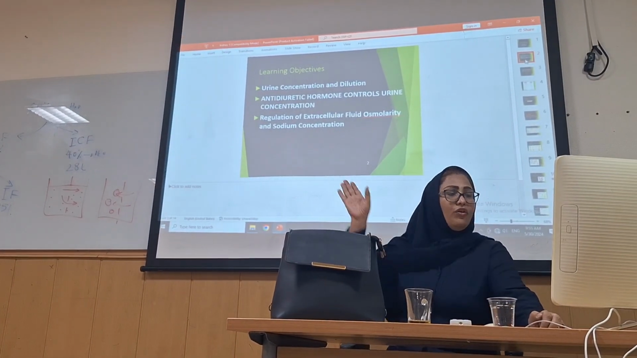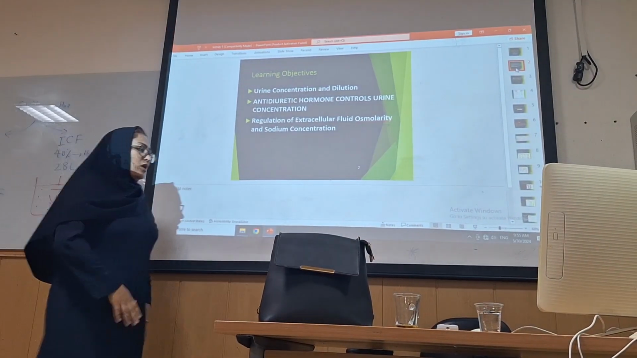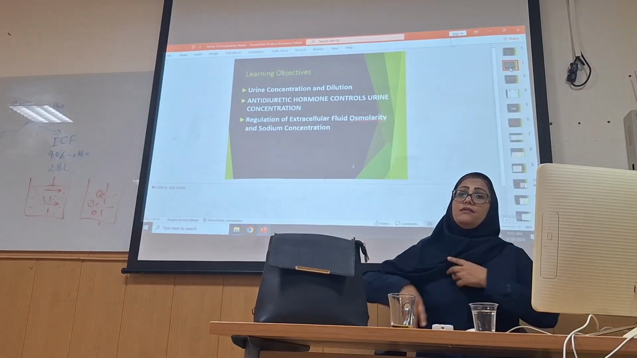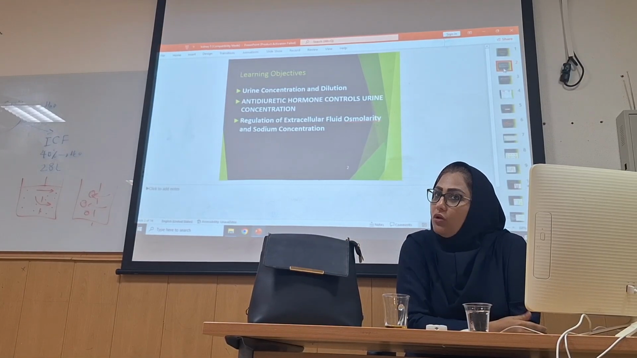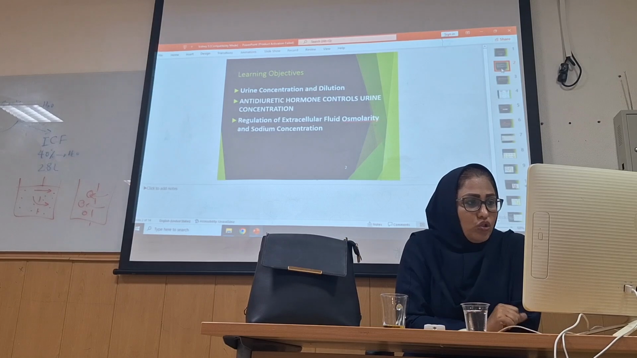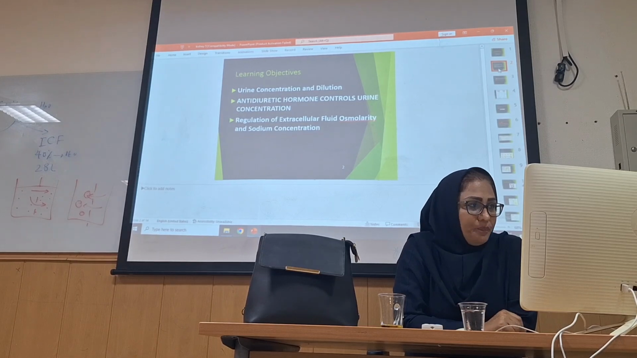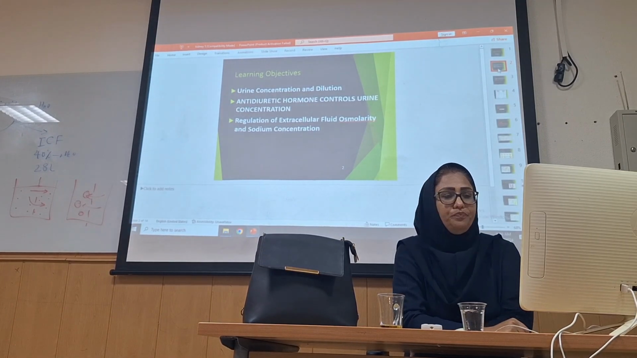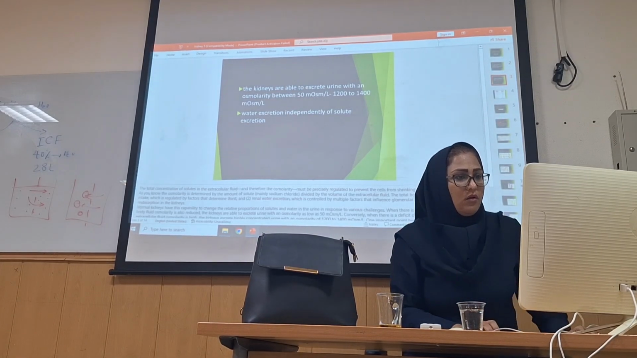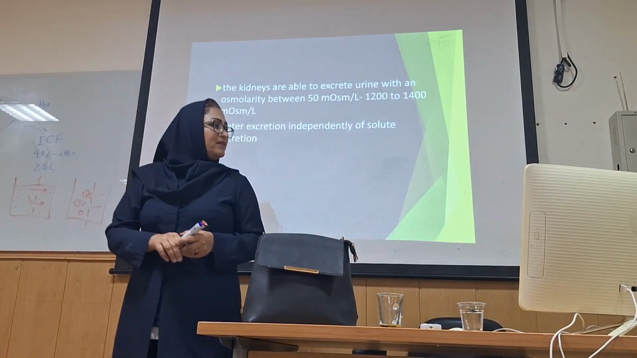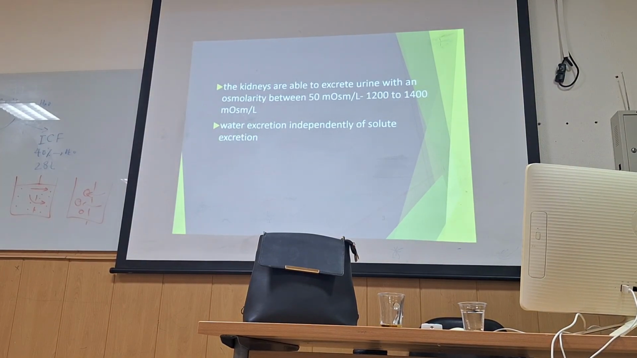We are going to talk about these topics. Read this slide. Actually, we are going to focus on juxtamedullary nephrons. Yesterday we talked about juxtacortical and juxtamedullary nephrons. Today we are going to talk about juxtamedullary nephrons and their role in urine concentration and dilution, controlling concentration in the kidney. Osmolarity means osmotic particles.